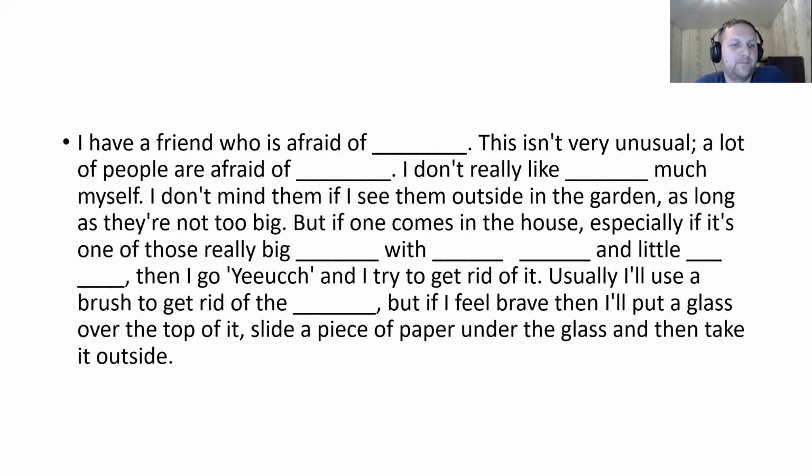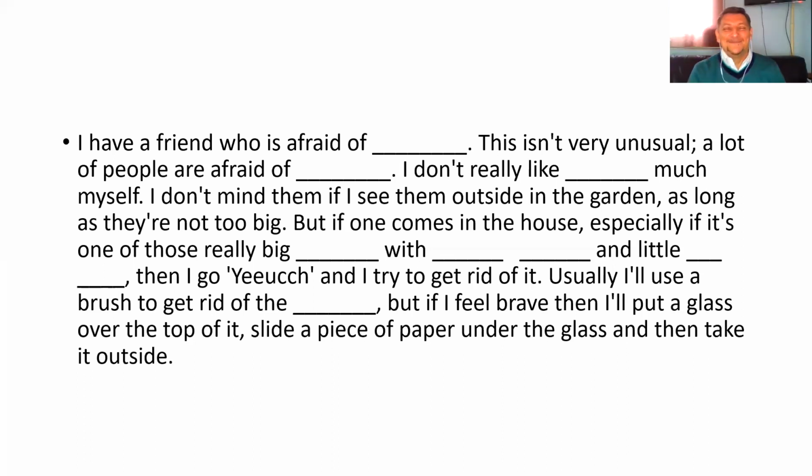Okay, so I have a friend who is afraid of what? Or of whom? Insects? Of what? Insects? Frogs. Okay. Of frogs? Coronavirus. Coronavirus? Okay. But then, if we're talking about coronavirus, because that's a brilliant idea, how would you fill in the gaps in that sentence? But if one comes in the house, we're talking about coronavirus, especially if it's one of those really big men.